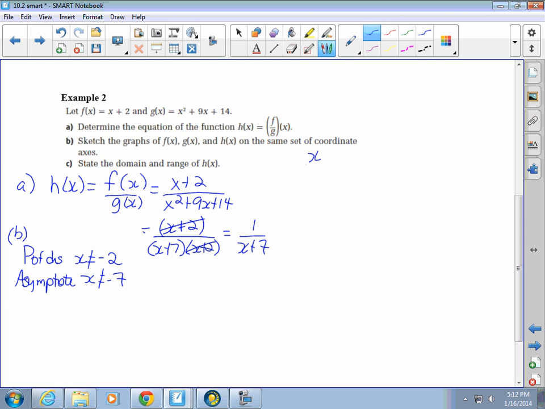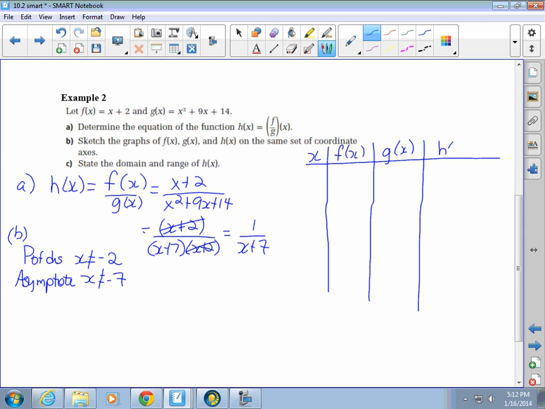So my input values, I'm just going to do a little chart here. F of x, g of x, and h of x. So I know that I have to go at least to -7 in my negative values because I have that asymptote there. And I want to go as far at least as -2 and probably a few positives after that. So I'm just going to pick a few negative values in here. I am going to do -8. When I put a -8 into x plus 2, that gives me a -6.